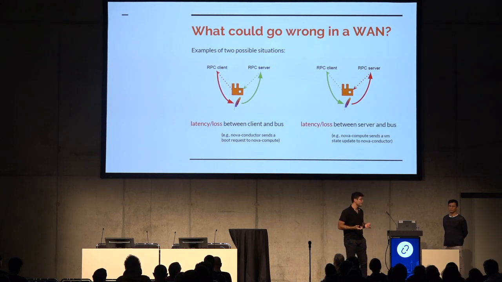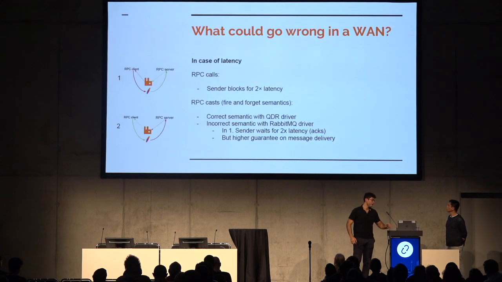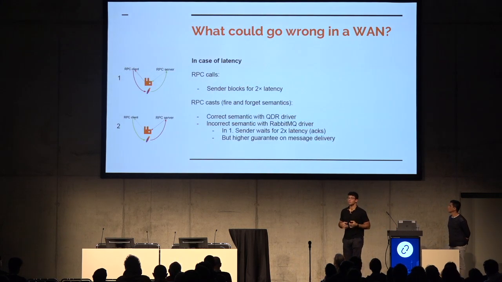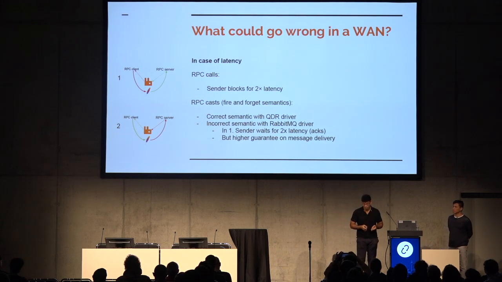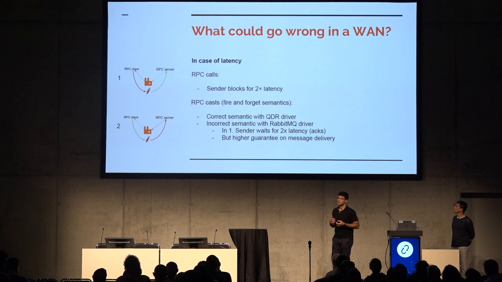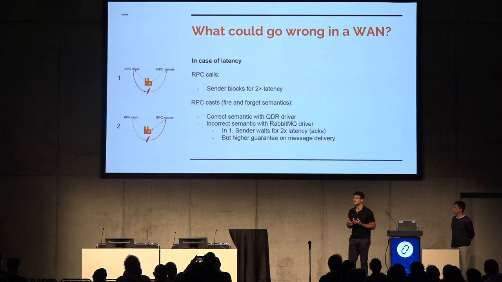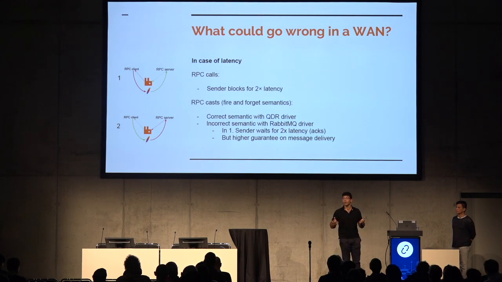You might have a problem between the broker and the server. If you have latency, for RPC calls, it's a request and a response, so you get at least twice the latency. If you have an RPC cast, well, Qpid Dispatch Router just gets the message and sends it, so it does well. But RabbitMQ waits for a kind of an ACK, so you still have twice the latency. So all hell can break loose over a WAN.